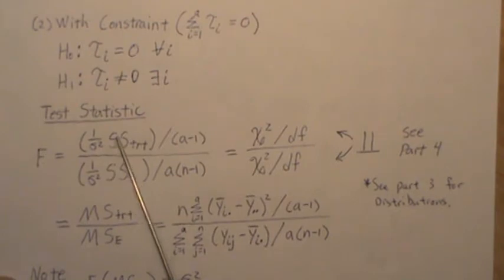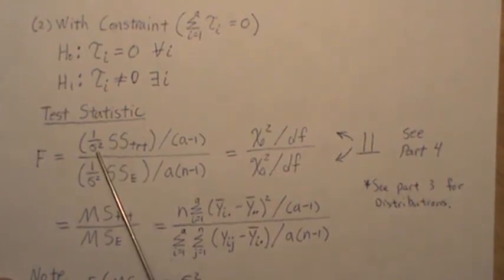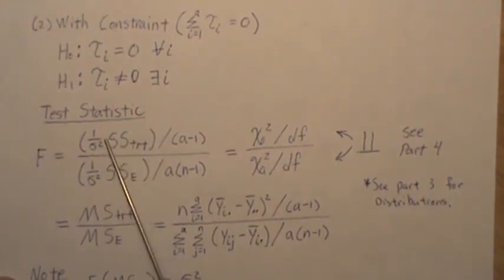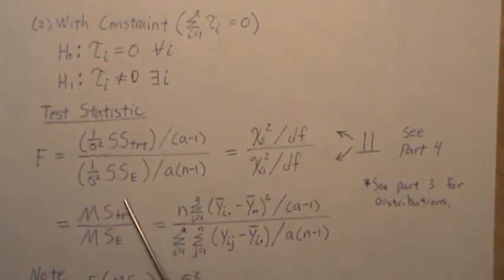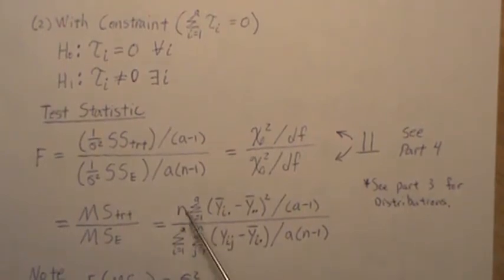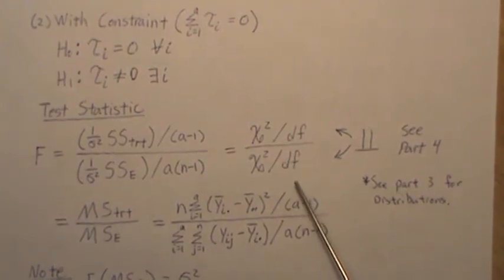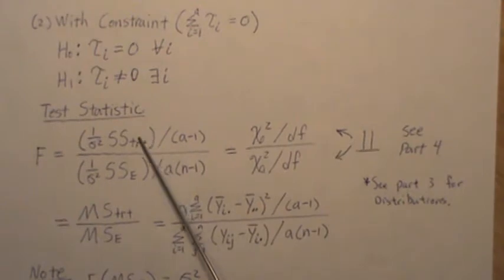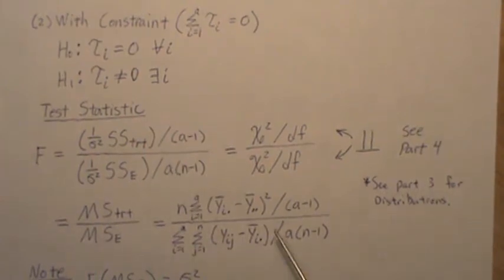For the distributional properties of these, I would refer you back to part 3 where we derive them. The sum of squares treatment divided by sigma squared is a chi-squared with degrees of freedom a minus 1, and sum of squares error divided by sigma squared is a chi-squared with degrees of freedom an minus a. So these are two chi-squareds divided by their degrees of freedom. But to be an f-test, the numerator and denominator have to be independent. And in part 4 we proved that these are indeed independent.